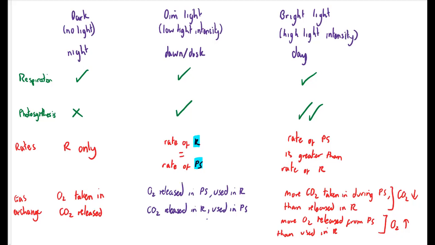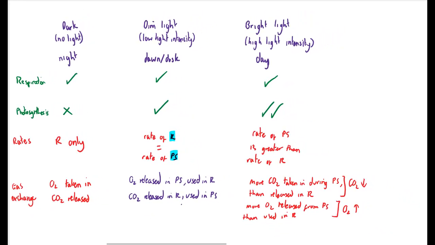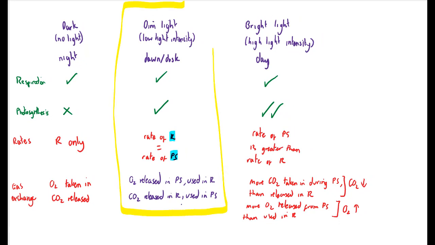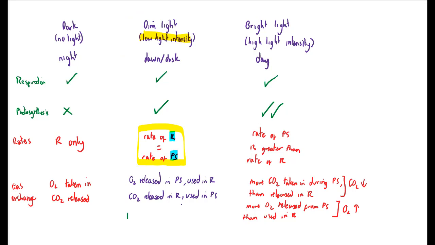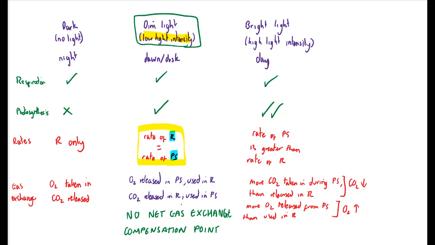Now from this information, there's one thing that we haven't talked about, which is in here. During periods of low light intensity, where the rate of respiration and the rate of photosynthesis are equal, any oxygen which is released in photosynthesis gets used in respiration, and any carbon dioxide released in respiration gets used in photosynthesis. So overall, we say that there is no net gas exchange. And this is known as the compensation point. So the compensation point is only reached during periods of low light intensity, and it only happens because the rate of respiration equals the rate of photosynthesis.